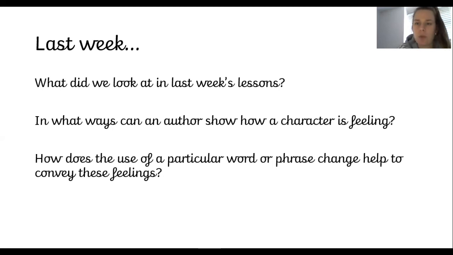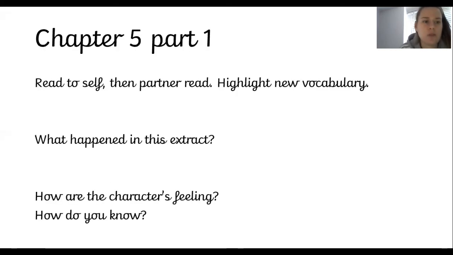Absolutely, it might be in her body language, mightn't it? Or the way that her face looks. You can tell, can't you, when you look at somebody, how they're feeling by their facial expressions and things that they are doing and things that they are saying. Super, well done. Let's move on to this week.